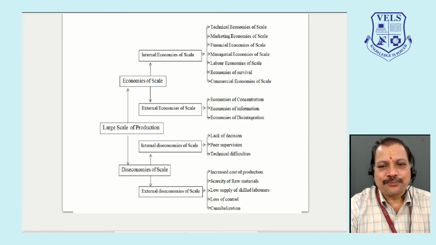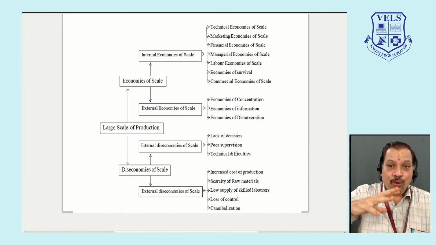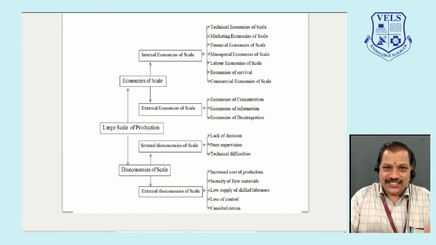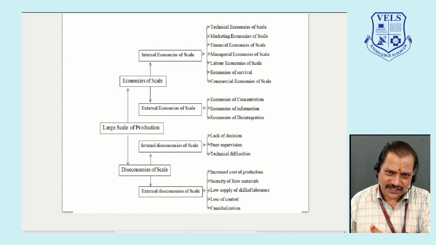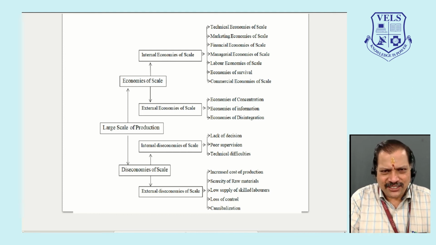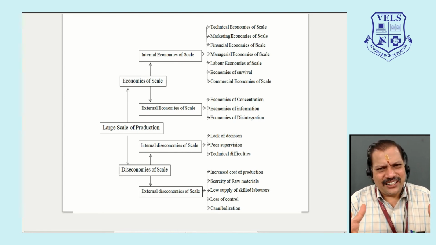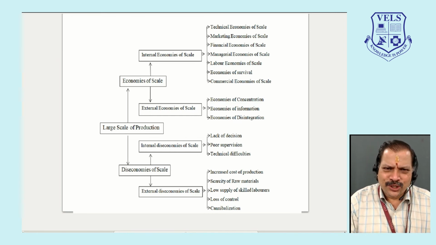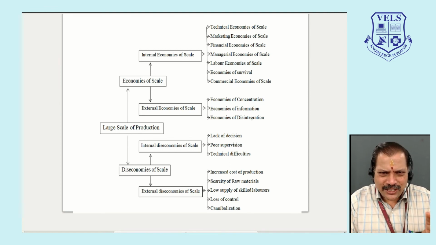Let me summarize. In case the firm moves from the initial stage, that is small scale, to large scale, there will be some advantages and some disadvantages. What are all the advantages of large scale? We term them economies of scale. The disadvantages of large scale of production are diseconomies of scale. These economies of scale, that is the advantages of large scale, are divided into two categories. One is internal economies of scale, the other is external economies of scale.